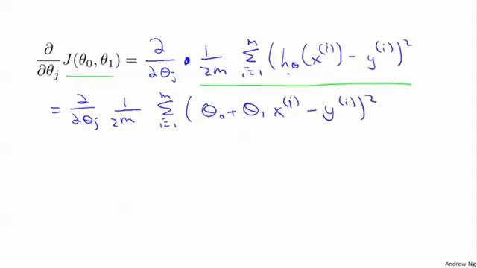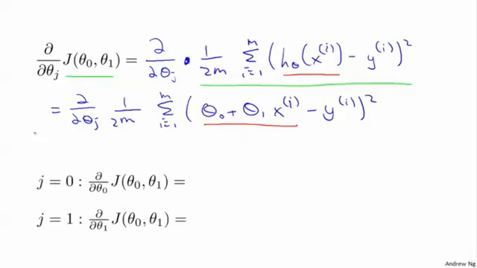And all I did there was take the definition for my hypothesis and plug it in there. And it turns out we need to figure out what this partial derivative is for two cases, for j equals 0 and for j equals 1. So we want to figure out this partial derivative for both the theta 0 case and the theta 1 case. And I'm just going to write out the answers.